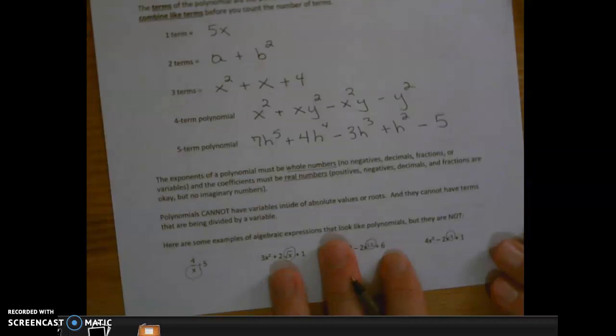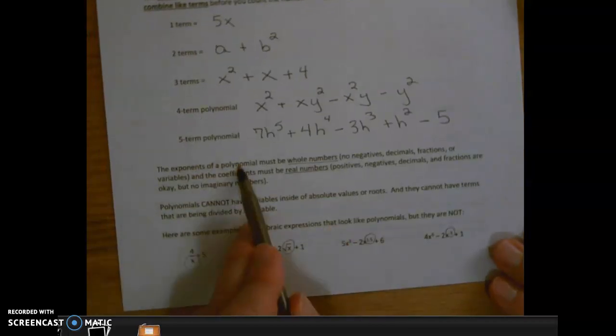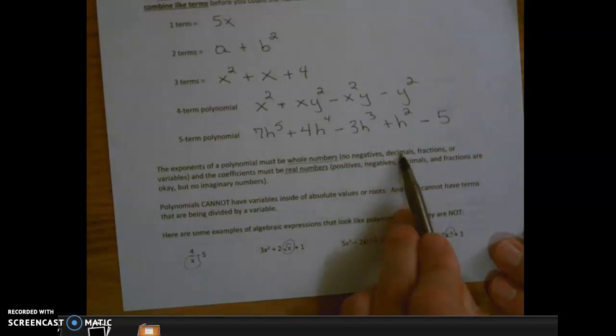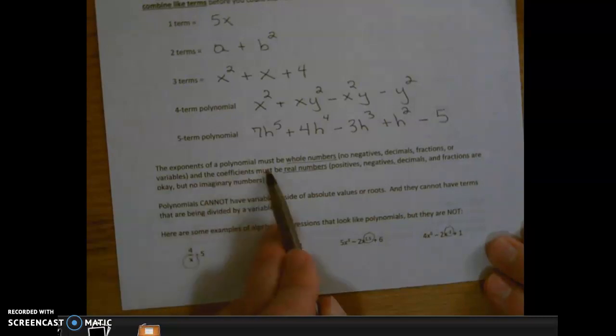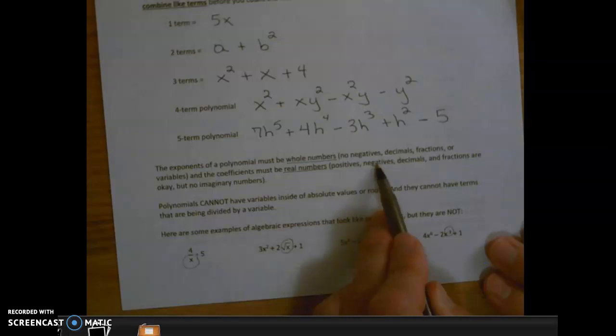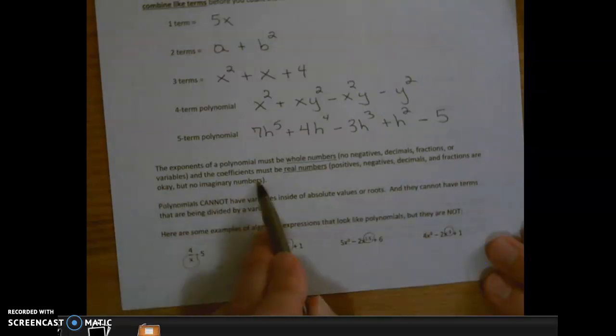Okay, so let's go ahead and look at some rules. Exponents of a polynomial must be whole numbers. Exponents must be whole numbers, no negatives, decimals, fractions, or variables. Okay, so that leaves out exponential expressions. And the coefficients must be real numbers. Positives, negatives, decimals, and fractions are okay, but no imaginary numbers.